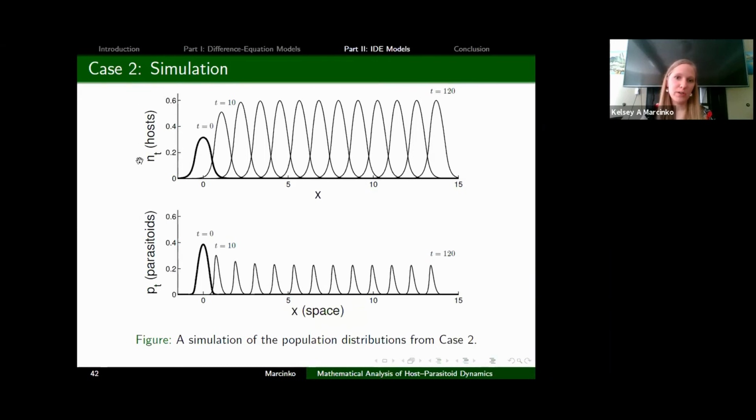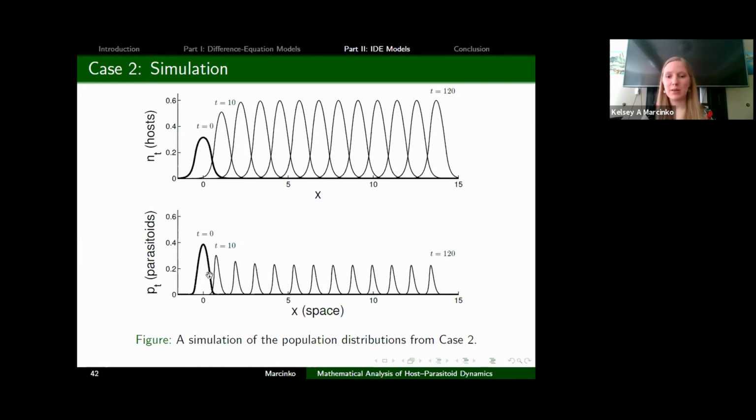So I'll have the host here with space across this axis, parasitoid distribution on this axis, again space. And so each of these curves represents the distribution of the population at a particular point in time. So you see t equals 0, t equals 10, up to t equals 120. So we start off with no climate change, no habitat movement, and this is the distribution that we see for the host and parasitoid. Once the patch starts moving, the parasitoid population starts decreasing in size until it reaches a new steady state in the new moving habitat framework.